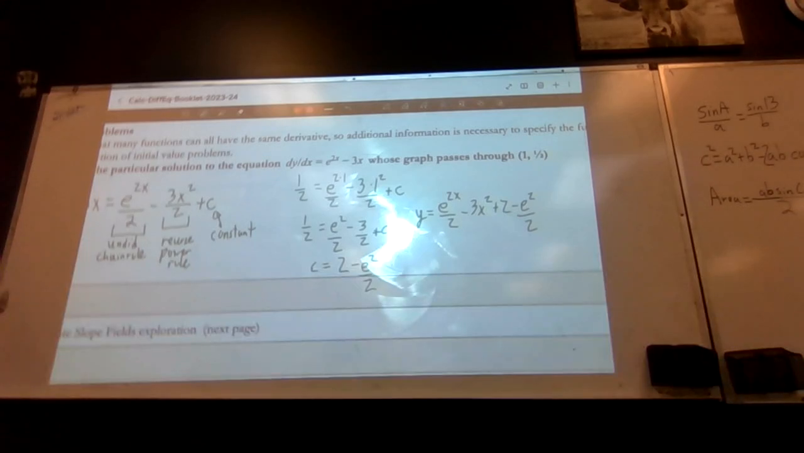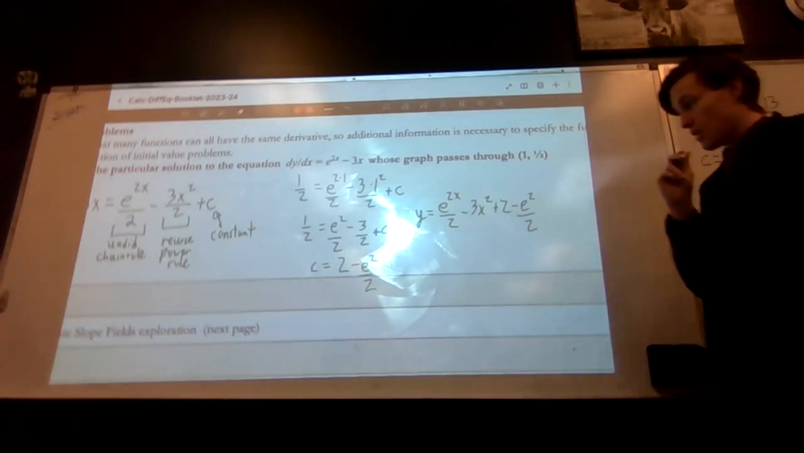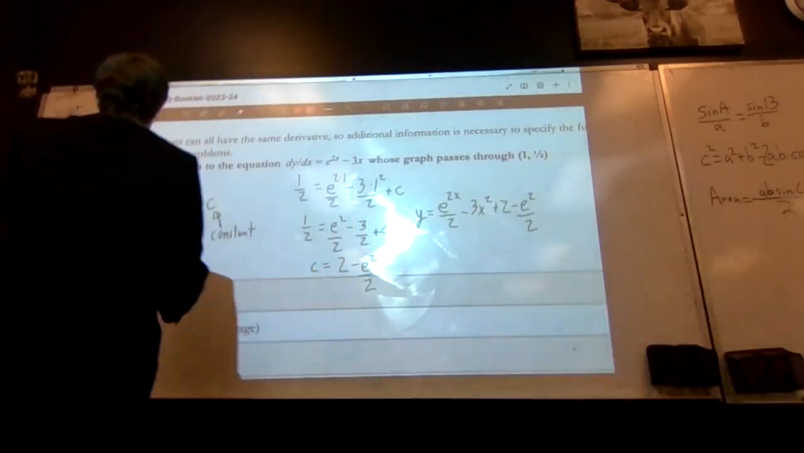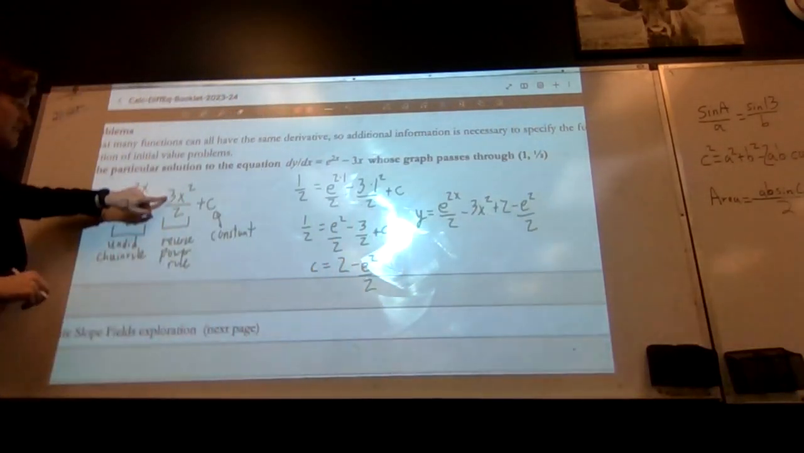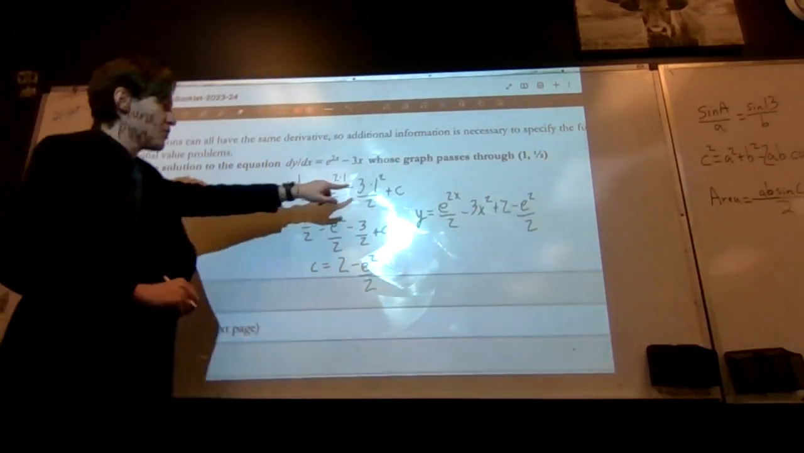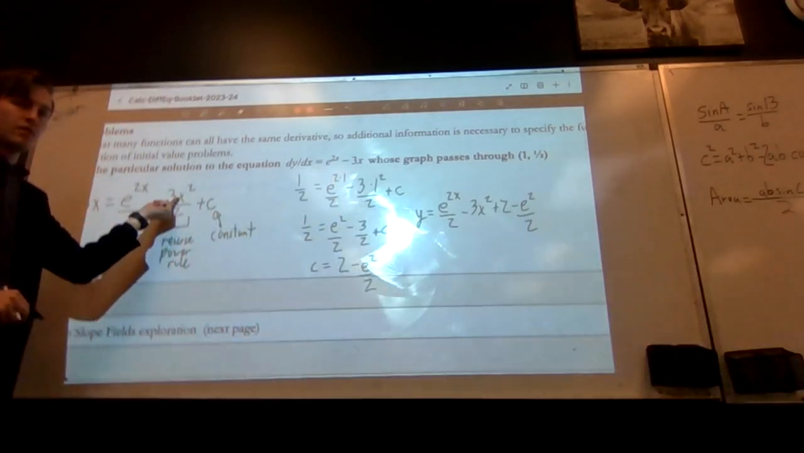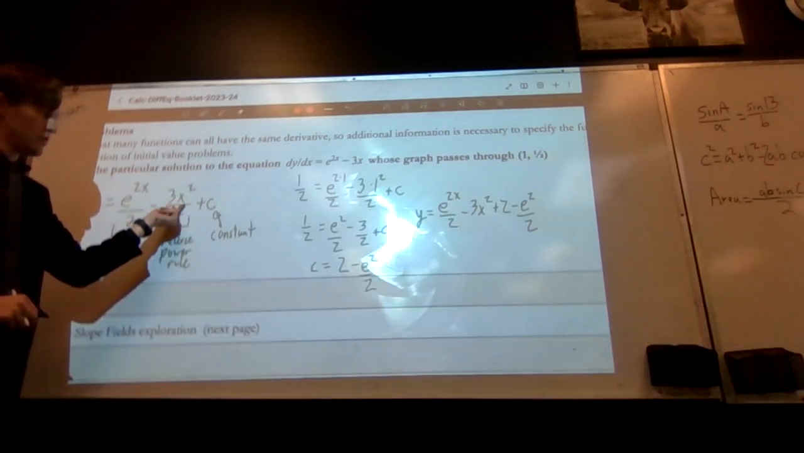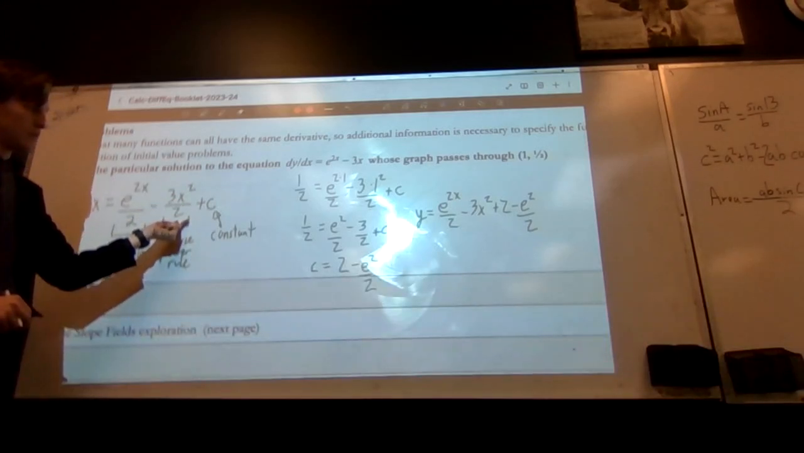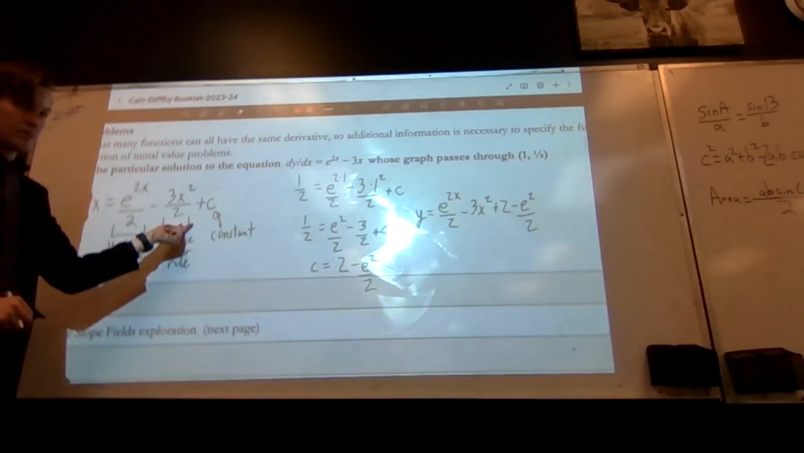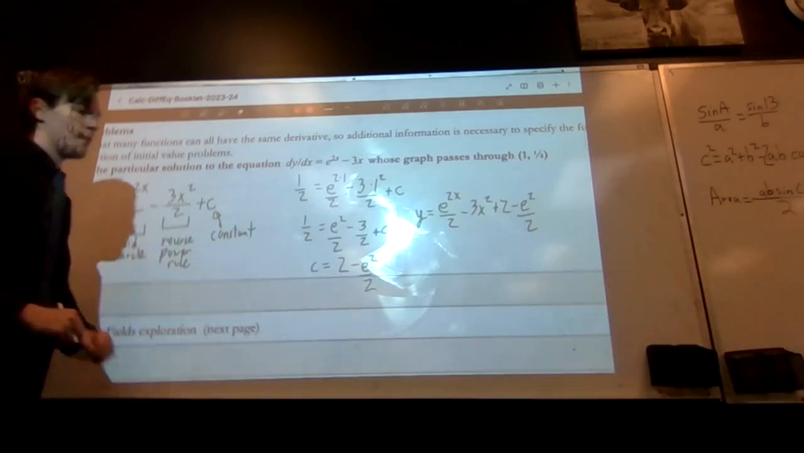Savannah? Wait, so why do we change the square on the 3x but not the e? Because this is e squared, and this is x squared times 3. So when I input the 1, it's 1 squared, not 3 squared. Why did we change it to 3x squared, when the normal equation is e to the 2x minus 3x?